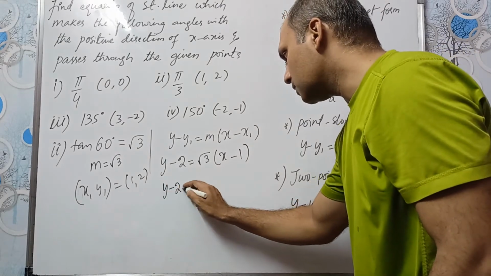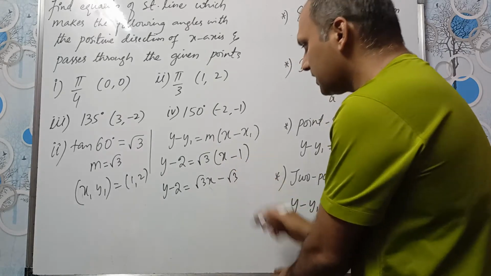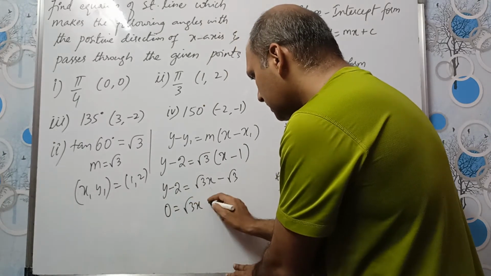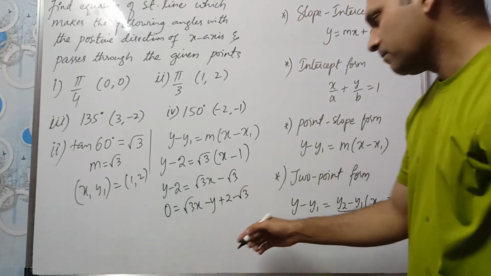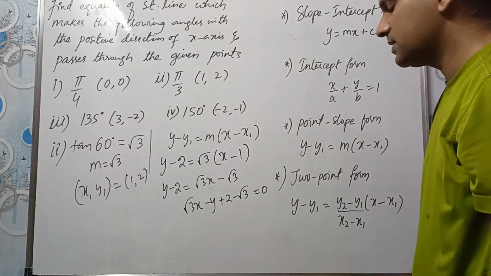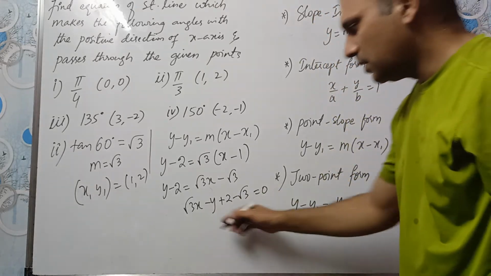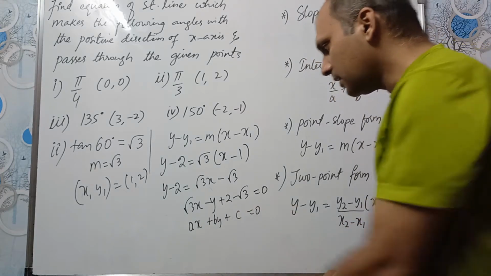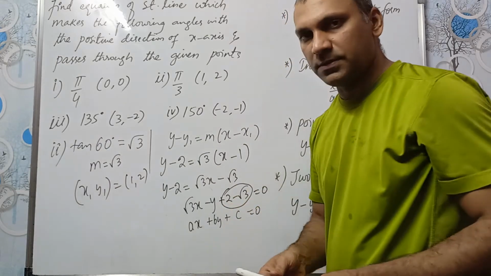So this is y minus 2 is equal to root 3 into x is root 3x. Root 3 into 1 is root 3 with minus sign. If you send this y and 2 on the other side, see 0 will be equal to root 3x minus y plus 2 minus root 3. Or we can write this is equal to 0 this side also. So this is the equation. Root 3x minus y plus 2 minus root 3 is equal to 0. So see, it is of this form. Ax plus by plus c is equal to 0, right? A value is root 3, b value is minus 1, c value is this 2 minus root 3.